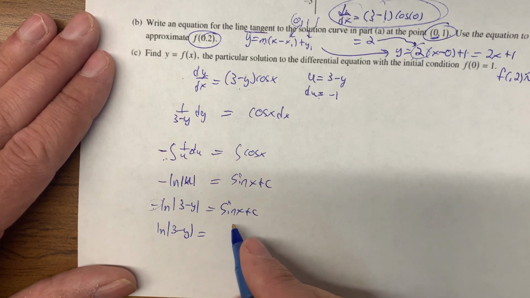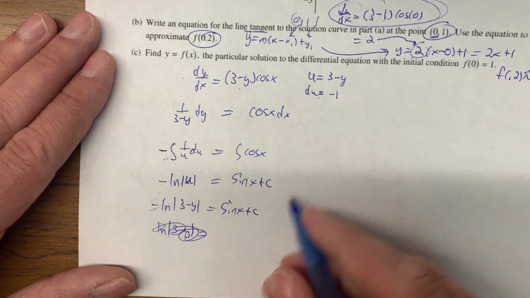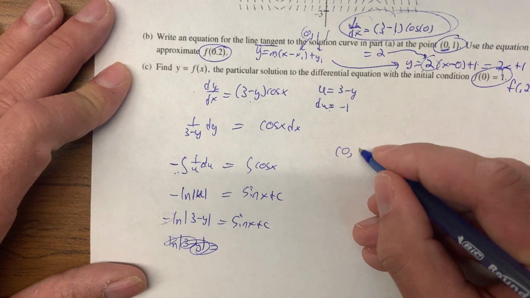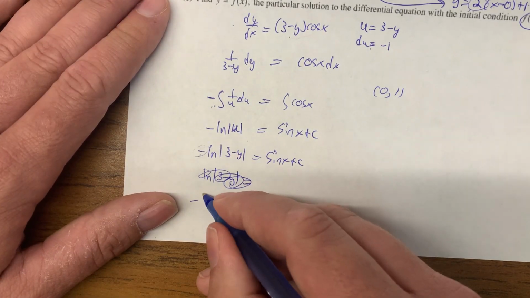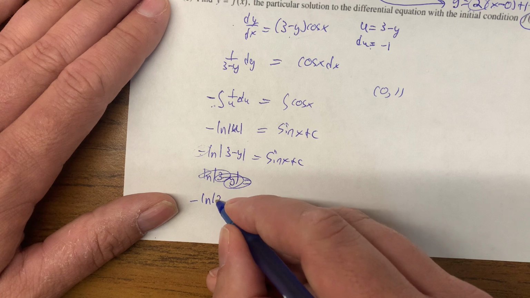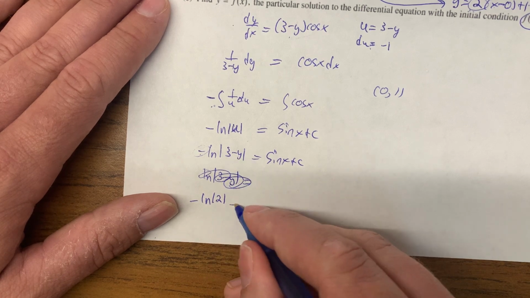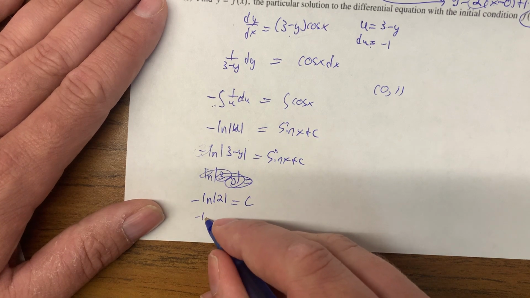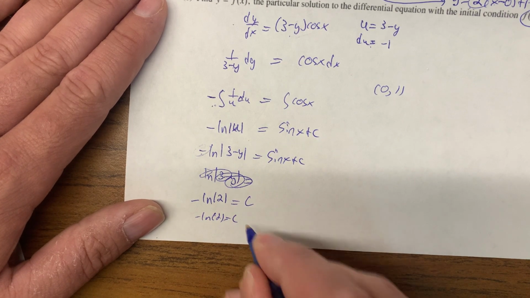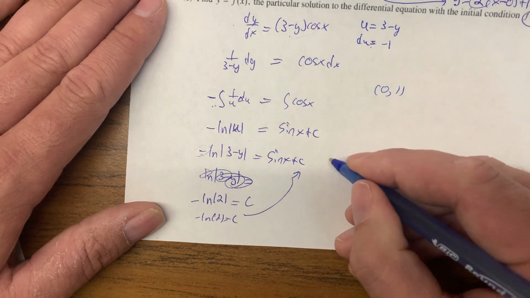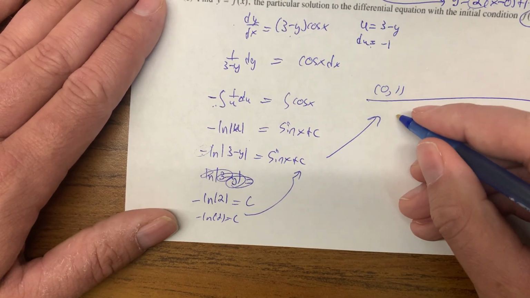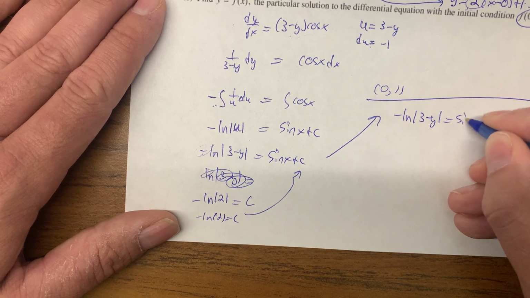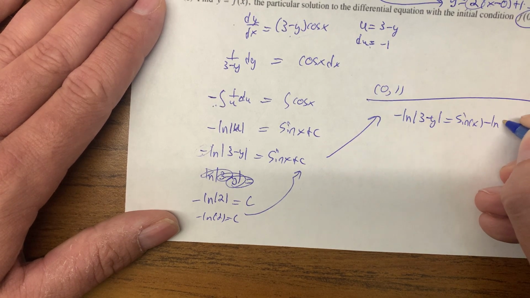And we're going to divide, oh wait, we forgot to solve for c, guys. So bad. What was the point? 0, 1. So we're doing it at 0, 1. So when y is 1, we get negative natural log of 2, because 3 minus 1 is 2. Sine of 0 is 0. And so c is negative natural log of 2. So we can plug that in. Okay. We'll come over here. Negative natural log absolute value of 3 minus y equals sine of x minus natural log of 2.